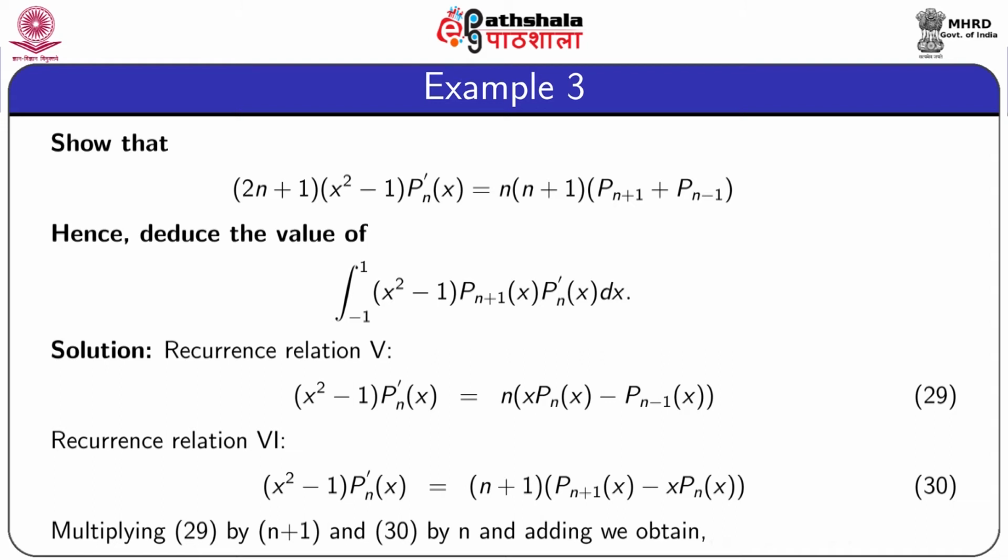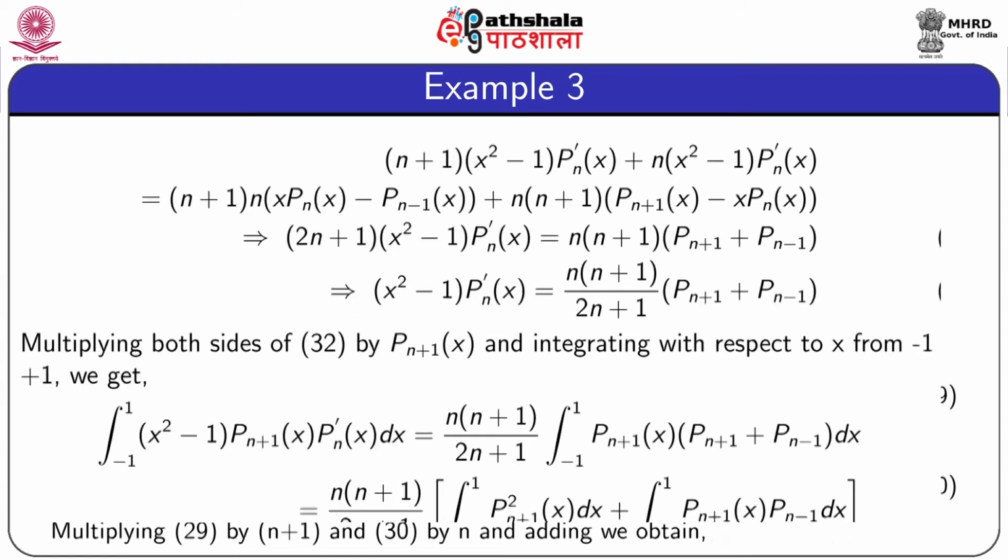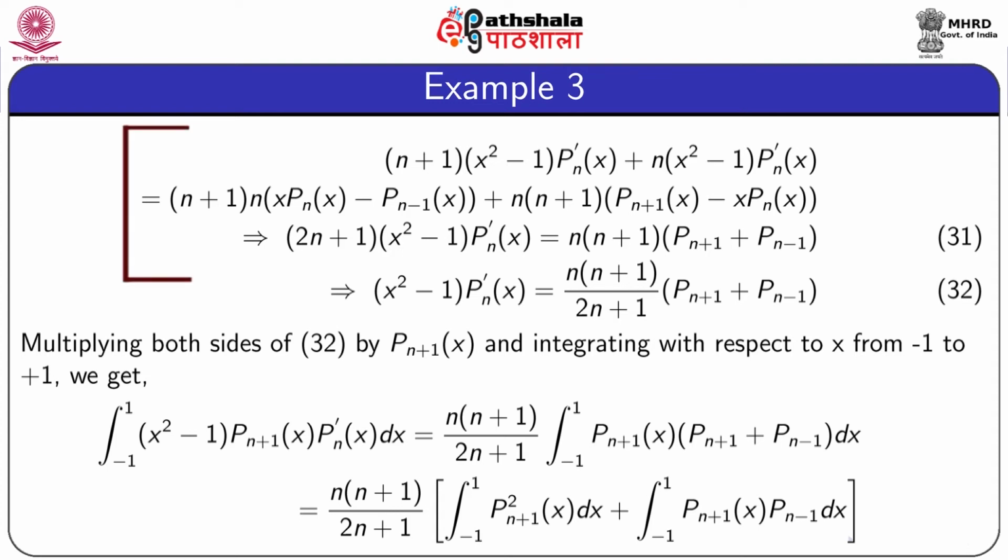Recurrence relation 6 from module 3 gives (x² - 1)P'_n equal to n(n+1)... rather, (x² - 1)P'_n = n[P_{n+1}(x) - x P_n(x)]. We multiply equation 29 by n+1 and 30 by n, and adding we get (n+1)(x² - 1)P'_n + n(x² - 1)P'_n is equal to (n+1)n[x P_n - P_{n-1}] + n(n+1)[P_{n+1} - x P_n].